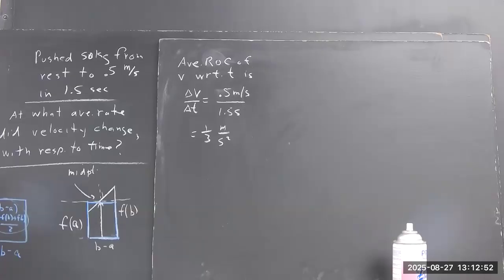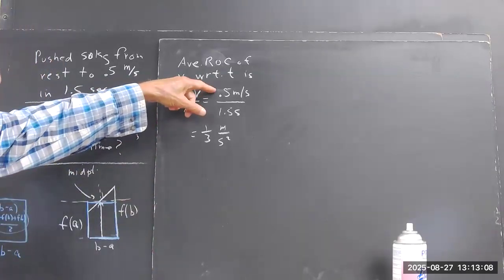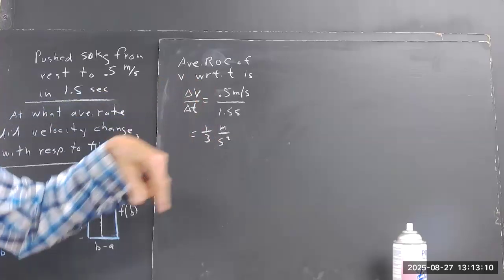The average rate is a change in this divided by change in that. But I want you to get the mathematical definition, and maybe a couple of mathematical definitions, and think about it, okay? But you agree that the velocity changed by 0.5 meters per second in 1.5 seconds, right?